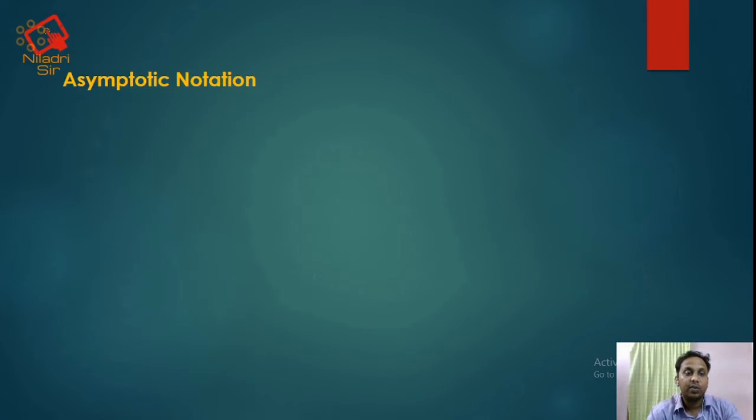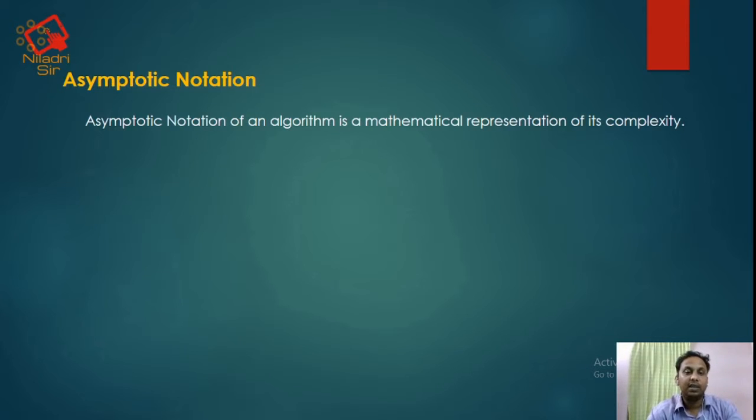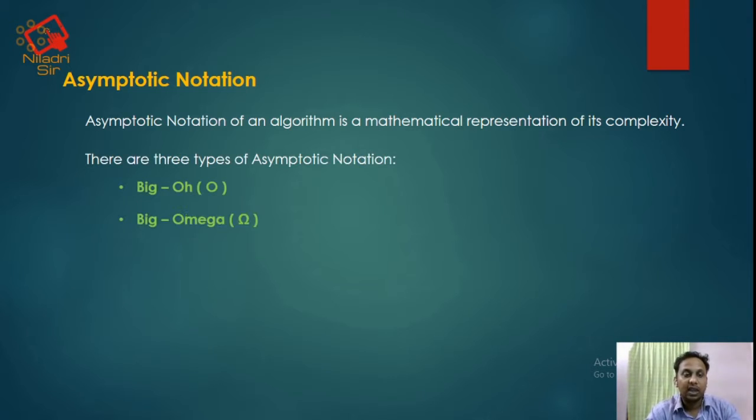So let's start with big O, big theta, and big omega notation. We'll start with asymptotic notation. What is asymptotic notation? Asymptotic notation of an algorithm is a mathematical representation of its complexity. There are basically three types of asymptotic notation: one is big O notation, second is big omega notation, and third is big theta notation. Big O notation is basically for finding the worst case time complexity.